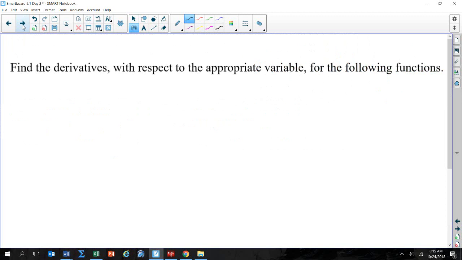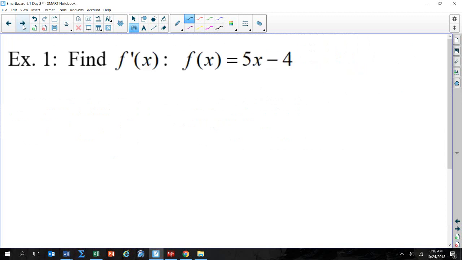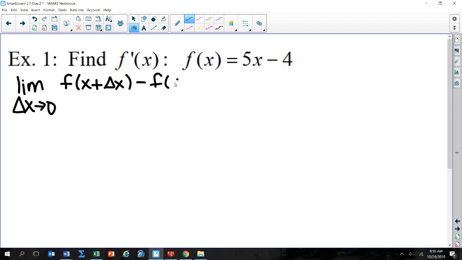All right, find the derivatives with respect to the appropriate variable for the following function. It says find f prime. What is f prime? The derivative. That's what it wants, the instantaneous rate of change. So I'm going to use this limit definition: the limit as delta x approaches 0 of f of x plus delta x minus f of x, all over delta x. That's the derivative definition.